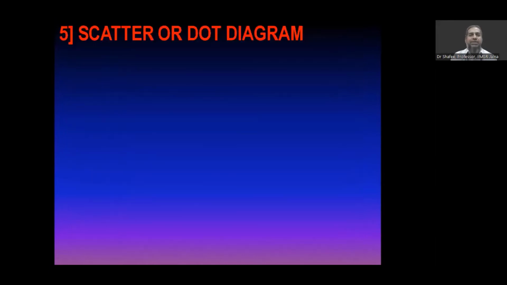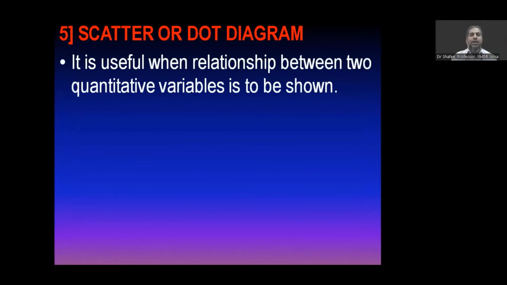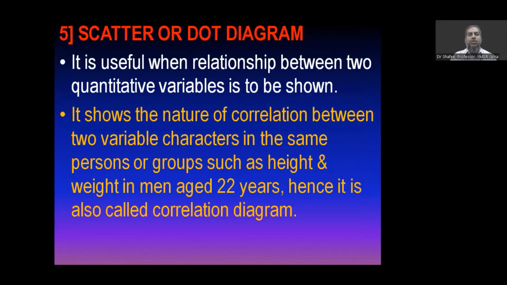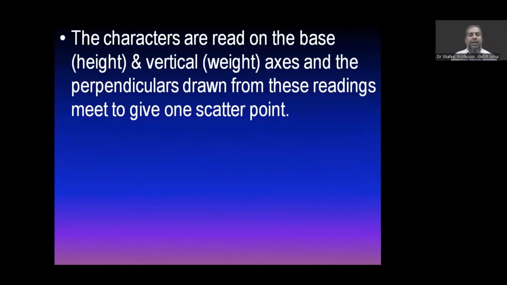Now next is the scatter or dot diagram. It is useful when the relationship between two quantitative variables is to be shown. It shows the nature of correlation between two variable characteristics in the same person or groups, such as height and weight in men aged 22 years. Suppose you take a group of 50 people of 22 years of age, and you want to compare the height and weight. Then you will prepare the scatter or dot diagram. It is also called a correlation diagram.